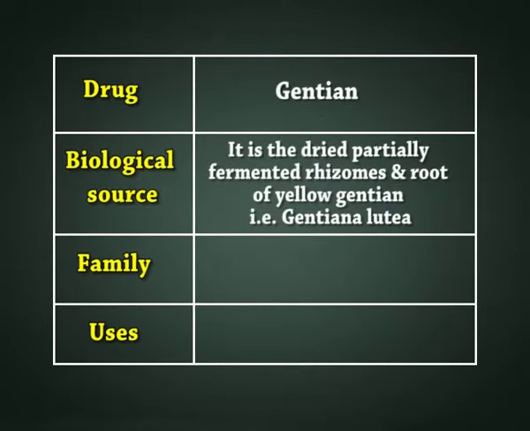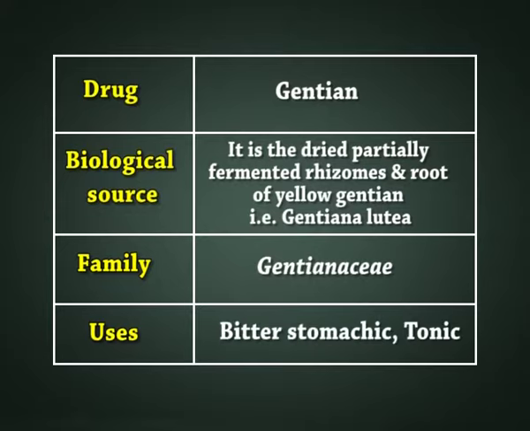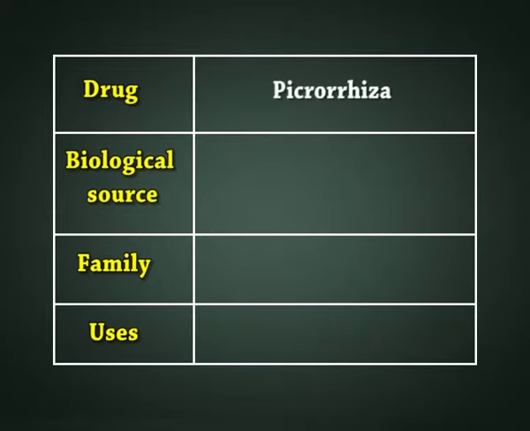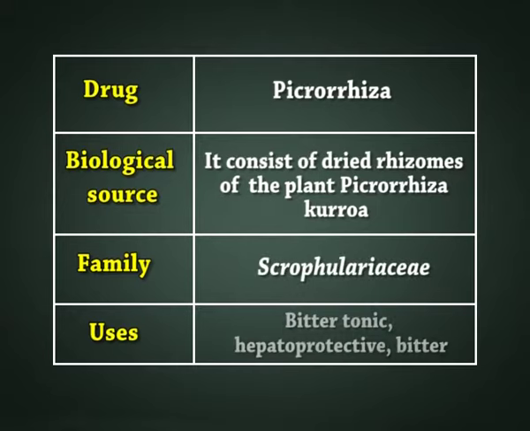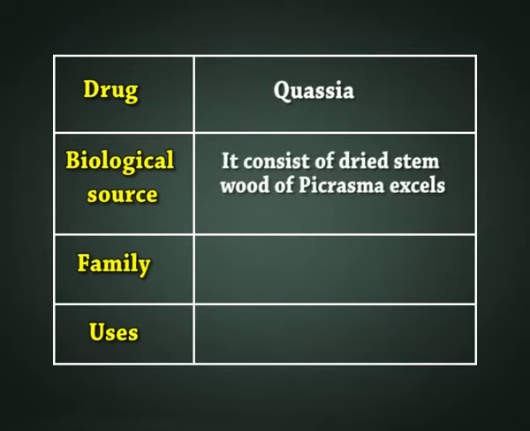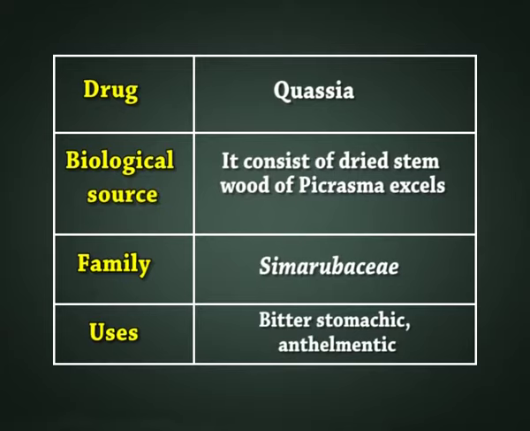Gentian, which is the dried, partially fermented rhizome and root of Gentiana lutea from the family Gentianaceae, is used as a bitter stomachic and tonic. Similarly, we have Picrorhiza, which is the dried rhizome of the plant Picrorhiza kurroa from the family Scrophulariaceae, which is not only used as a bitter tonic but is also a very important hepatoprotective drug. The next in the list is Quassia. Quassia consists of the dried stem wood of Picrasma excelsa from the family Simaroubaceae, and is used as a bitter stomachic and even has anthelmintic activity.